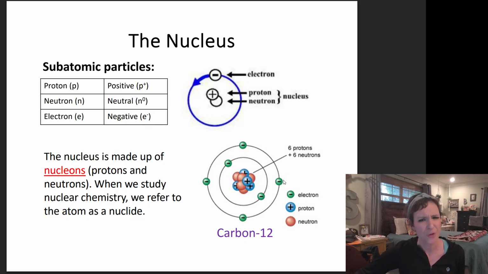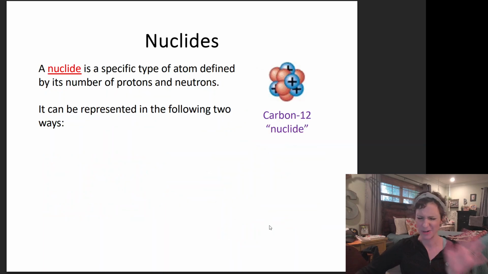Anyway, now focusing back on the nucleus here. The nucleus is made up of nucleons. So we can put protons and neutrons into a category and just say, y'all are nucleons. And when we study nuclear chemistry, we're studying this part of the atom, those nucleons, and we tend to refer to the atom as a nuclide. Lots of terminology here. Don't get too twisted up about that, okay, you guys? But a nuclide is a specific type of atom defined by only what's in the nucleus, meaning the number of protons and neutrons.